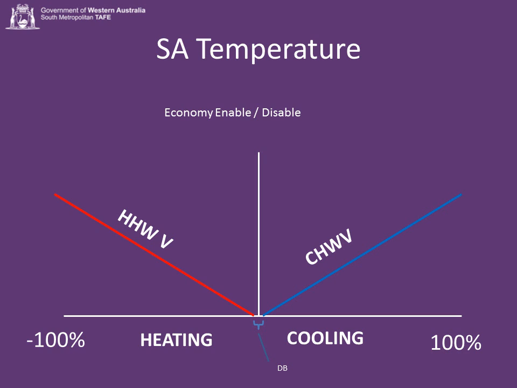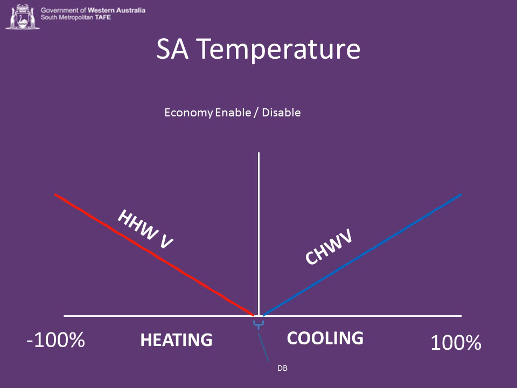The vertical axis, in this case, shows the valve position. And what we're saying is that from about 5% to 100%, we open the chill water valve. And from minus 5% to minus 100%, we open the heated hot water valve. There's a little space in between 5% and minus 5%. We call that the dead band. In the dead band, we don't do anything. We say, we're not actually trying very hard to heat or cool, so don't do anything.